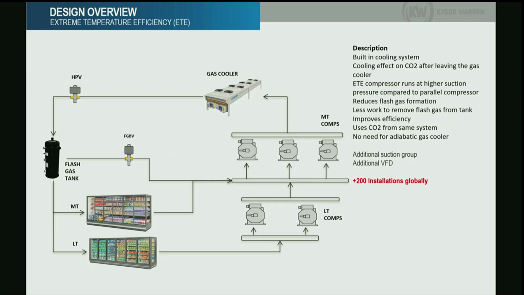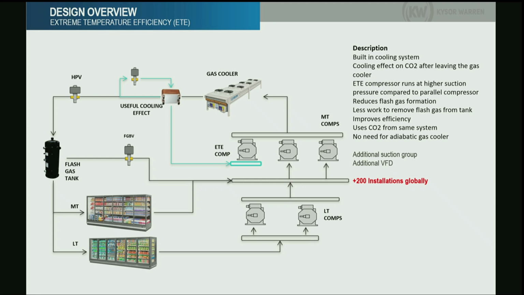And the next one is what we call the extreme temperature efficiency, or ETE, system. This is the one that we have a patent for. The way this system works is like this. Similar to the mechanical cooling, we have a plate heat exchanger connected to the outlet of the main gas cooler. The difference is that we take some of the CO2 coming from the gas cooler and send it through this expansion valve and into the plate heat exchanger. From there, it goes to the suction of this ETE compressor. So basically, this is a mechanical cooling circuit inside the same compressor rack.